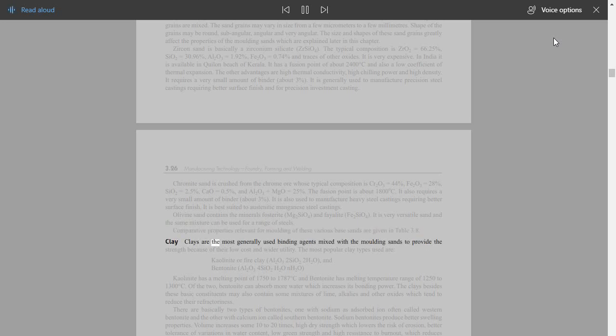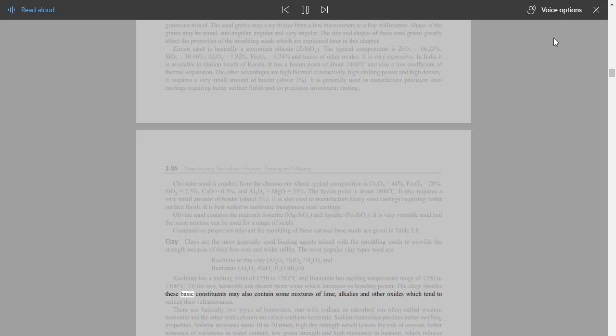Clays are the most generally used binding agents mixed with the molding sands to provide strength because of their low cost and wider utility. The most popular clay types used are kaolinite or fire clay, Al2O3·2SiO2·2H2O, and bentonite, Al2O3·4SiO2·H2O. Kaolinite has a melting point of 1750 to 1787 degrees Celsius, and bentonite has a melting temperature range of 1250 to 1300 degrees Celsius. Of the two, bentonite can absorb more water, which increases its bonding power.